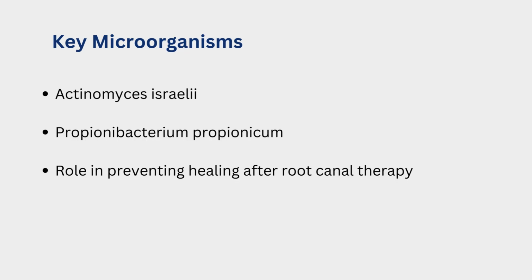Two key species of microorganisms that can exist in the periapical tissues and may prevent healing after root canal therapy are Actinomyces israelii and Propionibacterium propionicum. Their presence in the tissues can complicate the healing process and require additional treatment measures.